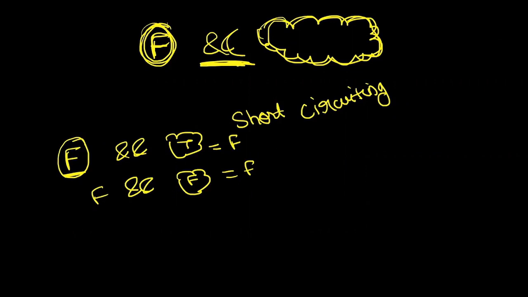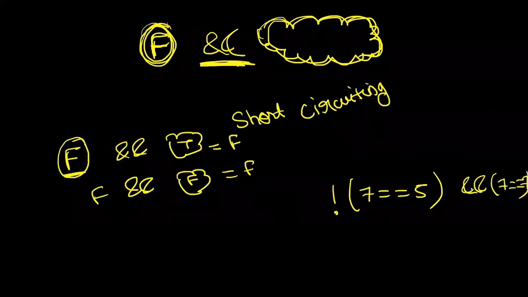Okay, now let me get to the questions in the chat. Not of 7 equal to 5, and 7 equal to 7. So is this true or is this false? Right, so let us try to see. Guys, what is 7 equal to 5? 7 equal to 5 is false, right? And not of false will be true. So this first part is true.